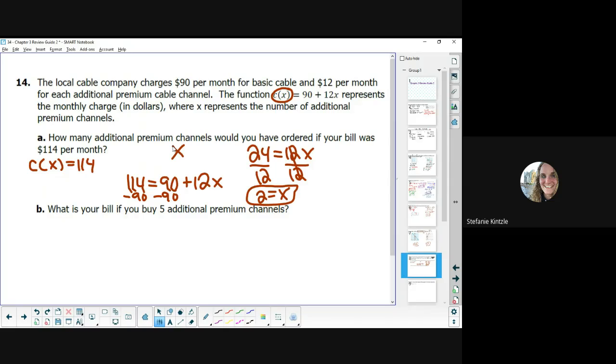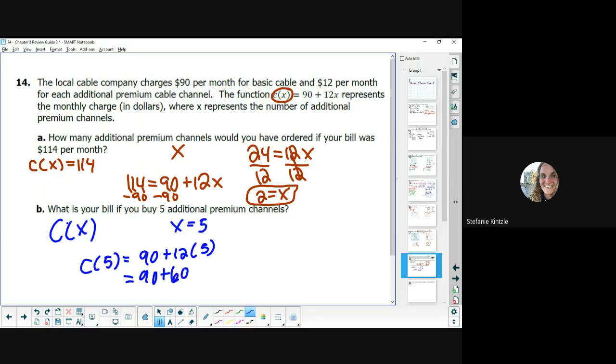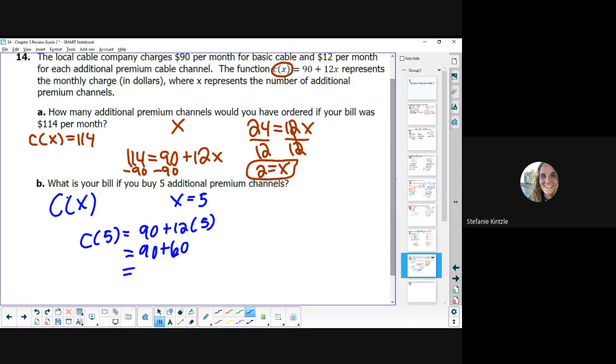So that makes sense. So what is your monthly bill if you buy 5 additional premium channels? So they're asking me, what is your bill, aka your monthly charge, so C of X, when X is 5? So let's replace X with 5. So I'm evaluating my function at 5. So 90 plus 12 times 5. So that's 90 plus 60, which is $150. So this is just telling me, hey, when you buy 5 additional premium channels, you have to pay a total monthly bill of $150.